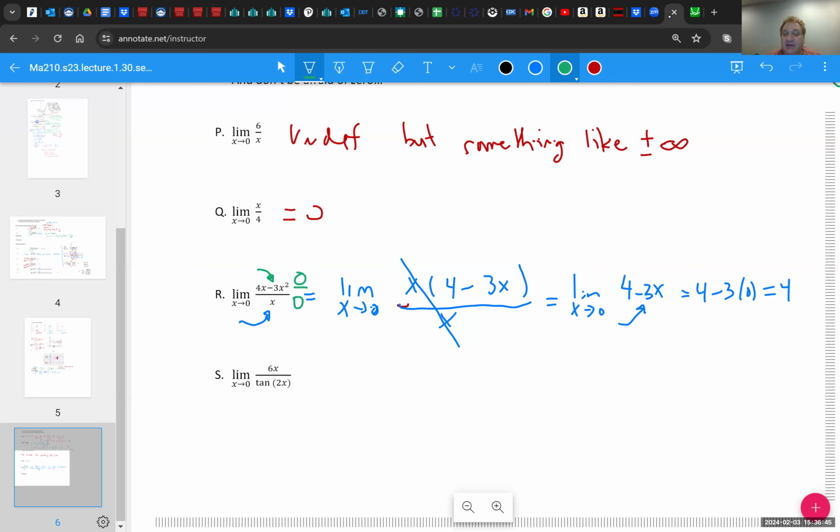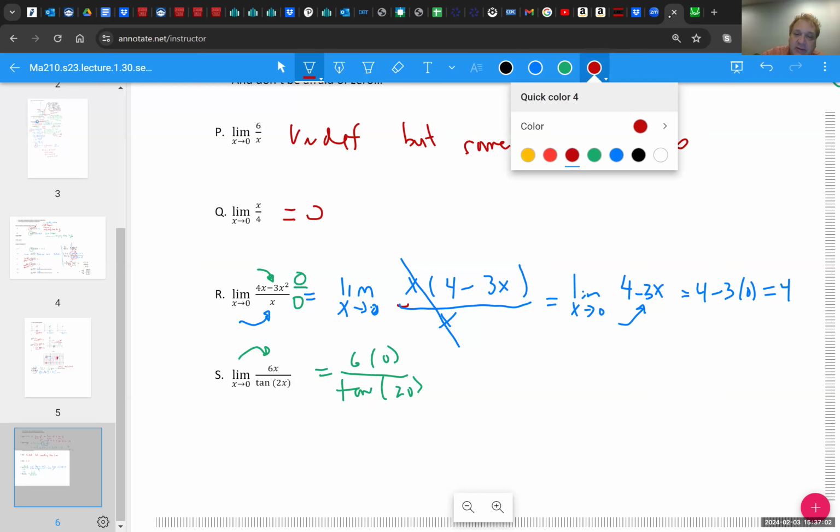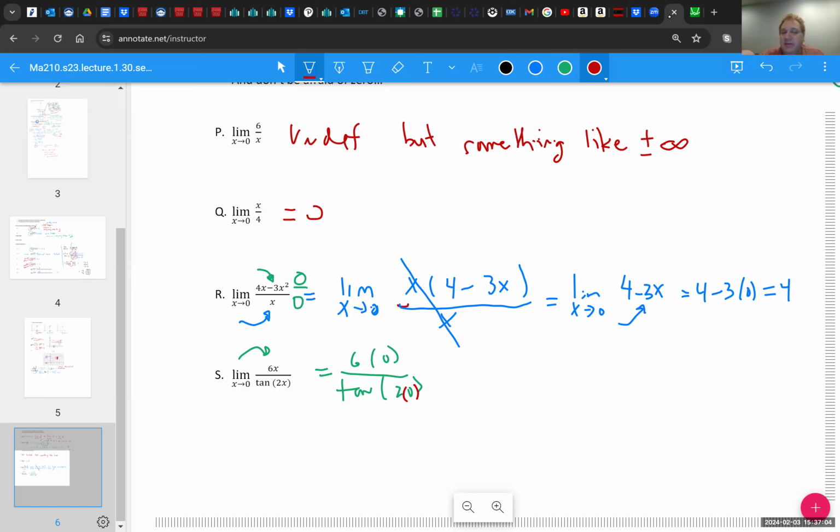And lastly, we have 6x over tangent 2x. If I try to plug in 0 directly, I get 6 times 0 on the top. And when I plug in 0 directly on the bottom, I get tangent of 2 times 0. Maybe I'll put another set of parentheses around it just to show it's 2 times 0. So the top becomes 6 times 0, which is 0. The bottom becomes tangent of 2 times 0, which is the tangent of 0.